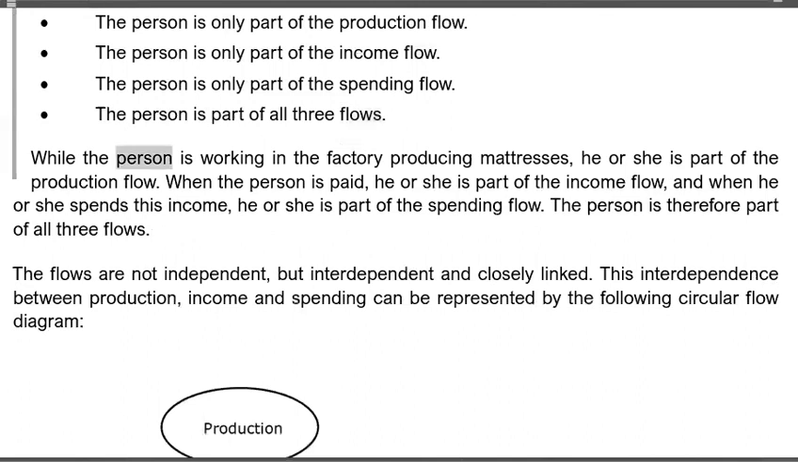While the person is working in the factory producing mattresses, he or she is part of the production flow. When the person is paid, he or she is part of the income flow, and when he or she spends this income, he or she is part of the spending flow. The person is therefore part of all 3 flows. The flows are not independent, but interdependent and closely linked. This interdependence between production, income and spending can be represented by the following circular flow diagram.